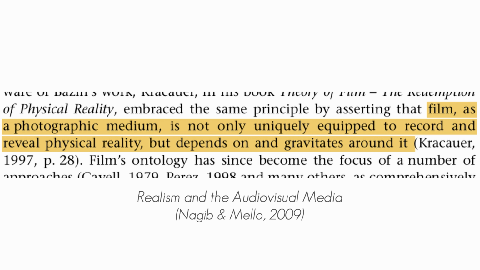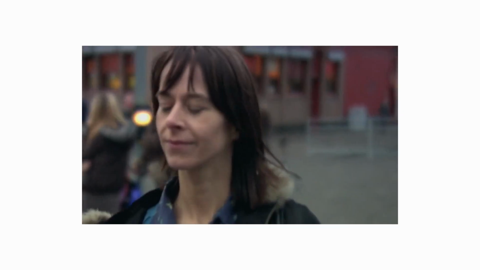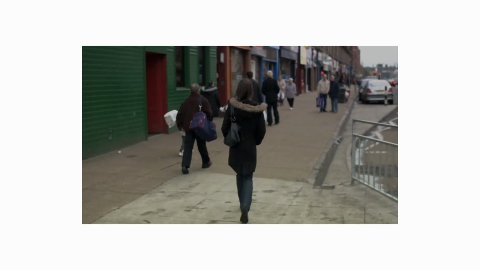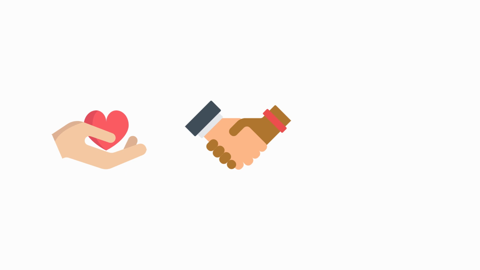Siegfried Kracauer once said in his book Theory of Film that as a photographic medium, film is uniquely equipped not only to record and reveal physical reality, but depends on and gravitates around it. To conclude, although Red Road employs a stylistic approach and a lot of dramatization, it does reflect reality. That is, from an emotional, social, and to an extent, political aspect.